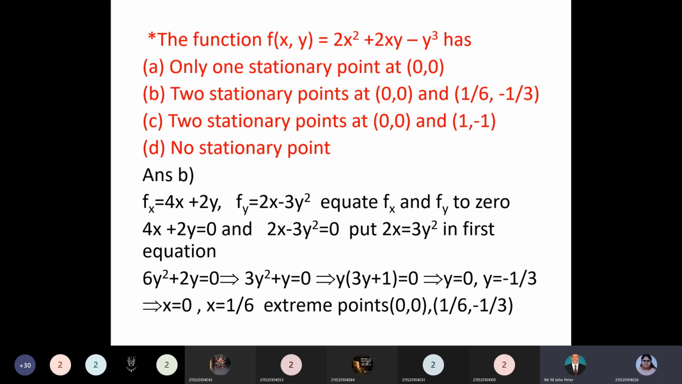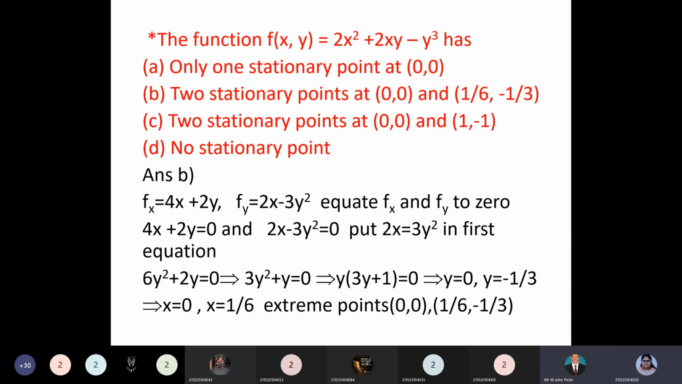If they had asked for the maxima or minima, it would be a 5 mark question and would take time. But here they have asked only for the extreme points, that means the stationary points. As per the options: (0, 0); or (0, 0) and (1/6, −1/3); or (1, −1) and (0, 0); or no stationary point. These are the possible cases, so we have to check. The concept is to find the first derivatives with respect to x and y and equate them to 0, then identify the values of x and y. Those are called the extreme points, I mean stationary points.